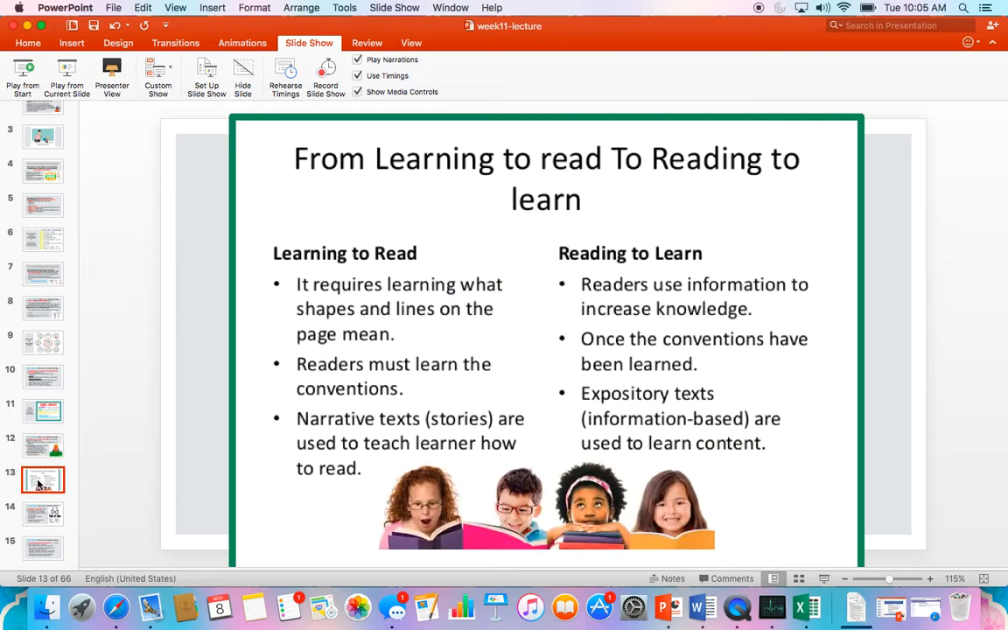So let's go to the next slide. So from learning to read to reading to learn. Learning to read requires learning what shapes and lines mean on a page. They must learn the conventions, and they must know narrative texts. And these are used to teach the learner how to read, right? So stories. Reading to learn.